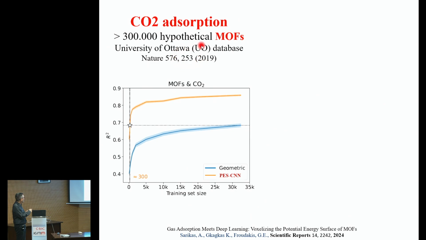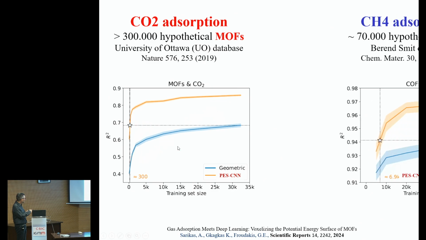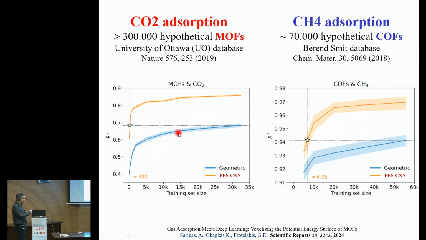CO2 adsorption in the Ottawa database of 300,000 MOFs. This is the training size, this is the accuracy, this is the geometric descriptors as used in the literature. This is the potential energy surface. You can see we can have an increased accuracy, and also in order to get the same accuracy you need 30,000 MOFs for training. With our algorithm, you need only 300. Two orders of magnitude less data.